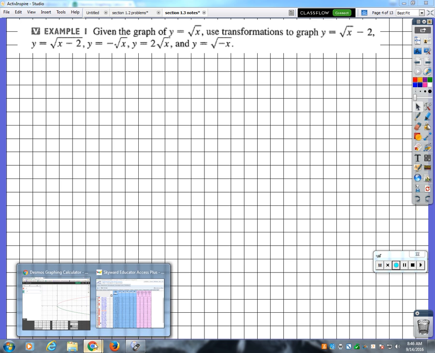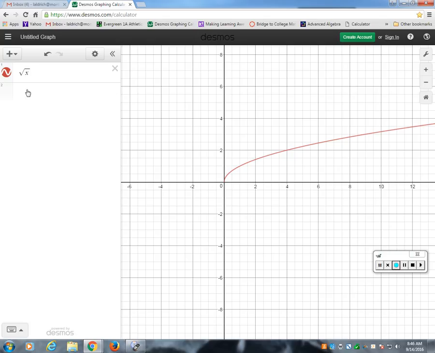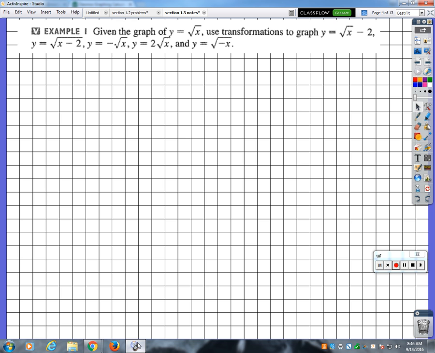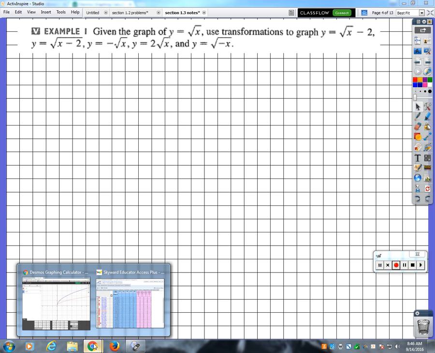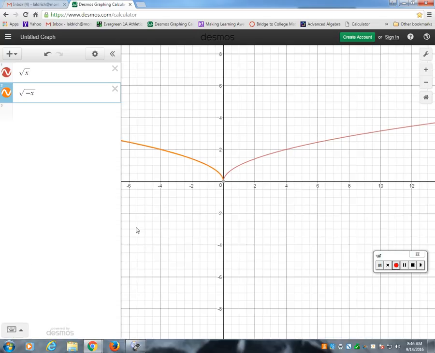2 times the square root of x does what? Stretch. A stretch of 2. So 2 square root of x is the same thing, but it's a vertical stretch of 2. And then the last one, square root of negative x, what does that do to the graph? Flip it over the y-axis. So this time the negative is inside the square root instead of in front. It'll flip it over the y-axis.